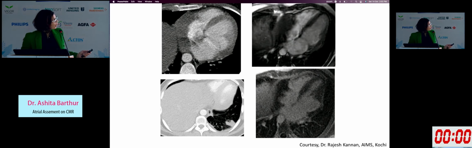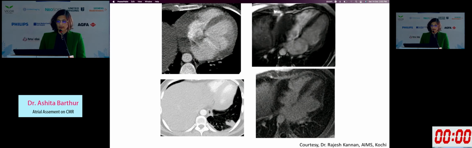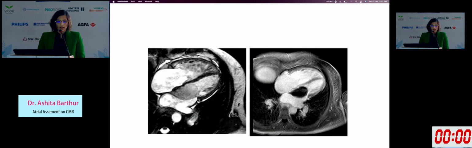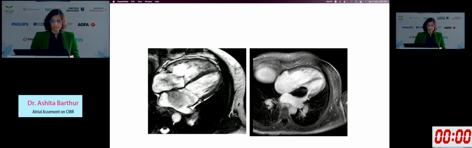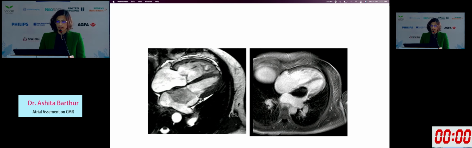And this is a mass which involved the right atrium. It's infiltrated. This is actually courtesy Dr. Rajesh Kannan. And here you can see a lung lesion, and this ended up being cardiac aspergillosis. This is another common left atrial mass that you can see. It's classical for an atrial myxoma.